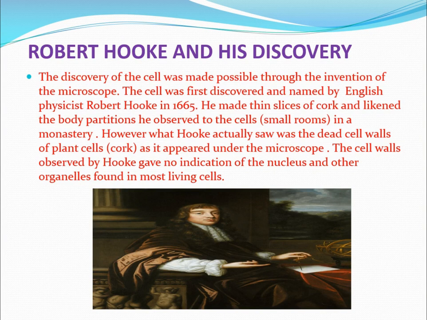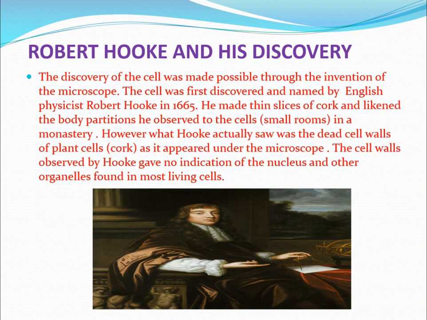He made thin slices of cork and likened the partitions to those in a monastery. He observed that there were partitions between the cells, and they looked like small rooms present in a monastery. However, what Hooke actually saw was the dead cell walls of plant cells, cork, as it appeared under the microscope.